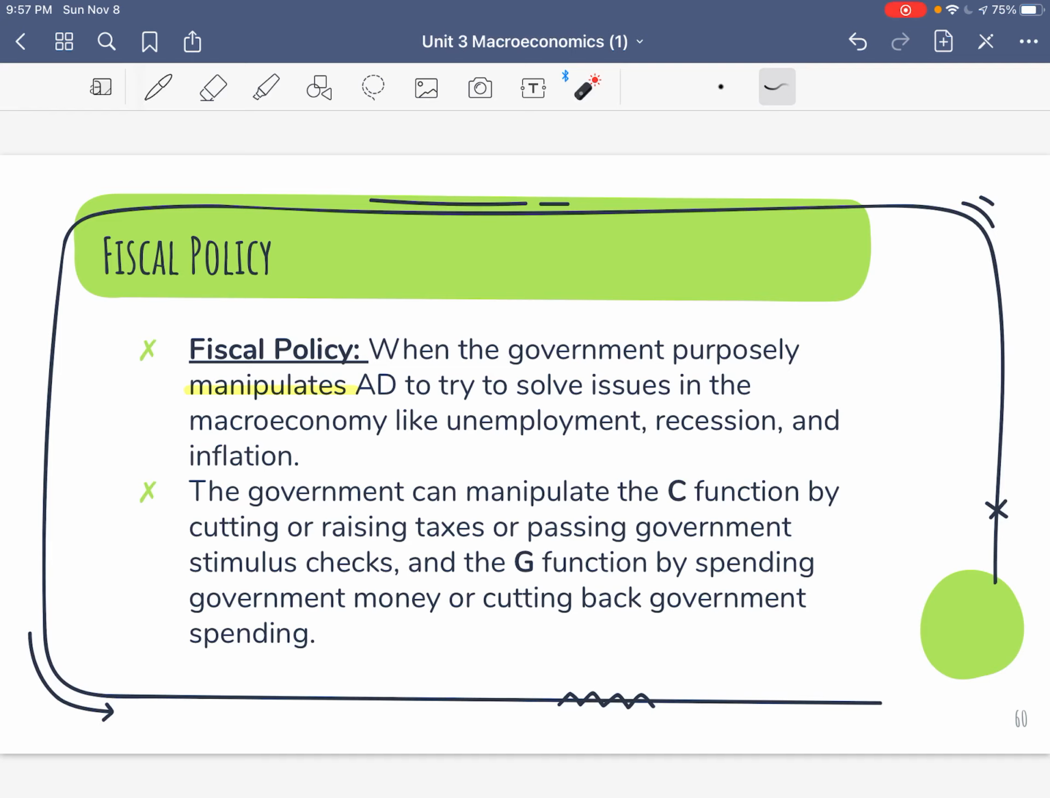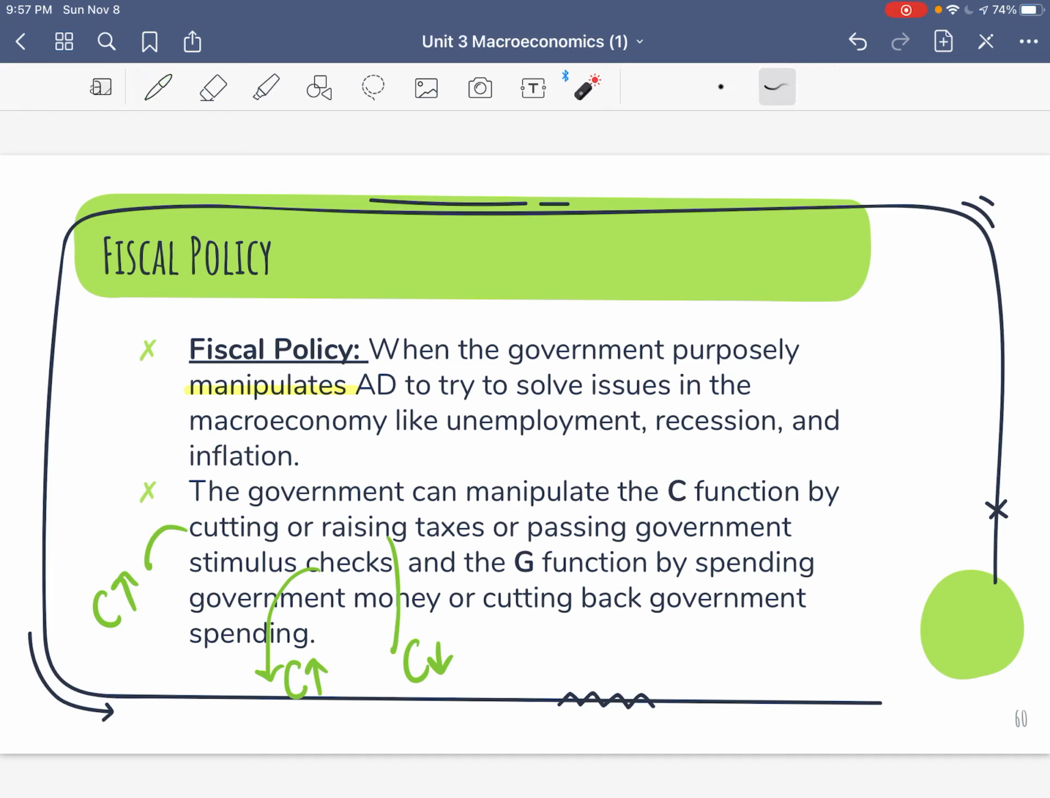The government can manipulate, for the most part, the C function and the G function. And how they can do that is manipulating consumer spending would be cutting or raising taxes, or passing government stimulus checks. So if we cut taxes, then people have more money in their pockets. They're going to go spend it. C increases. If we raise taxes, actually, let's write that down. If we cut taxes, C increases. If we raise taxes, C would decrease because people have less money. Or if we pass government stimulus checks, like more Social Security or more disability or more unemployment, or maybe like a COVID-19 stimulus check, the consumer spending would increase, okay?